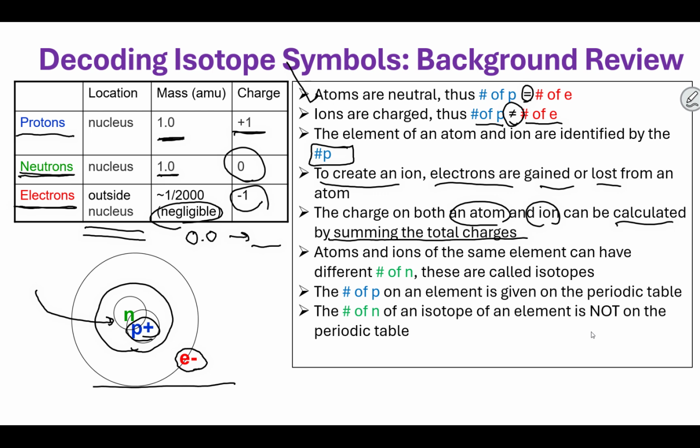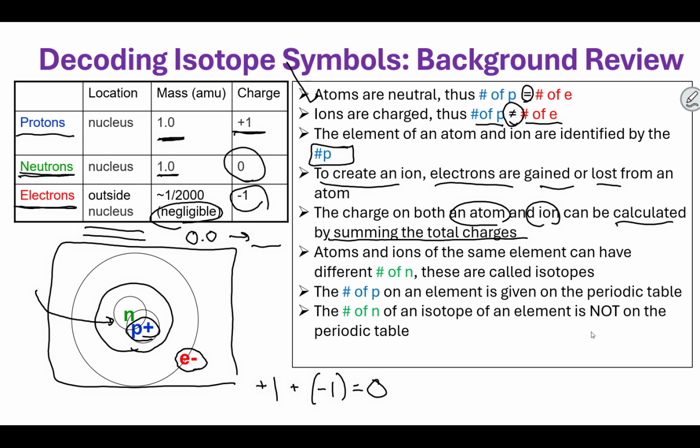So here I'm depicting hydrogen that always has 1 proton. It's an atom, so it has 1 electron. And when we add those charges, we see that the charge on that atom is neutral. So we have a +1 and then plus a -1, and that equals 0, indicating that it's an atom.